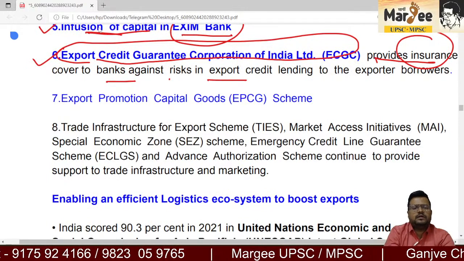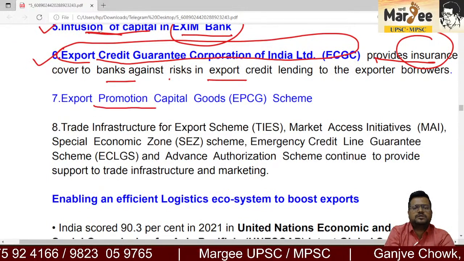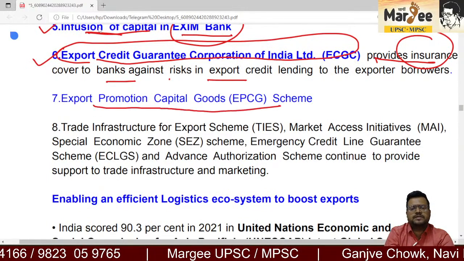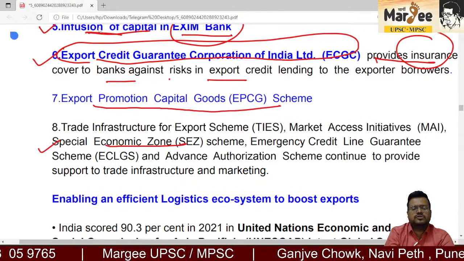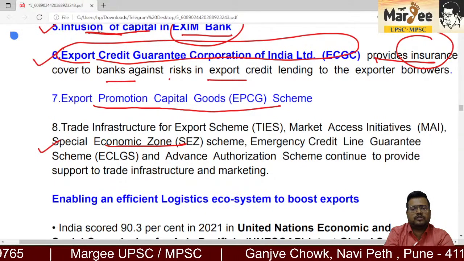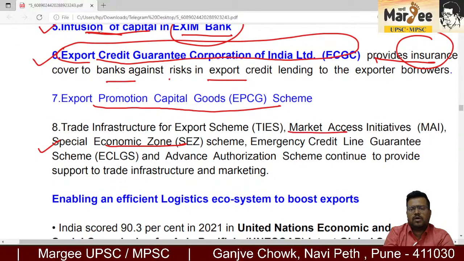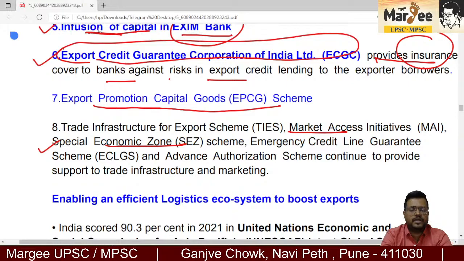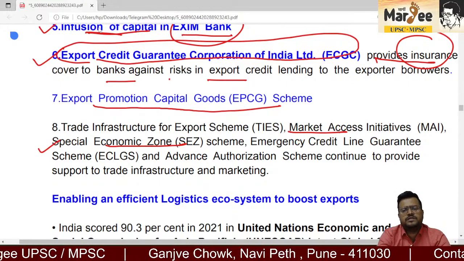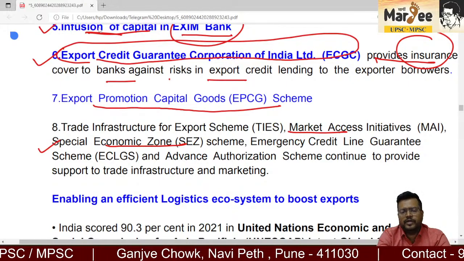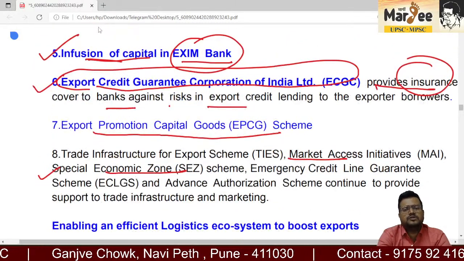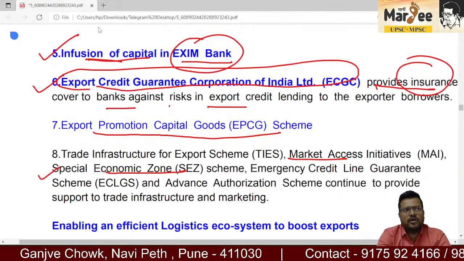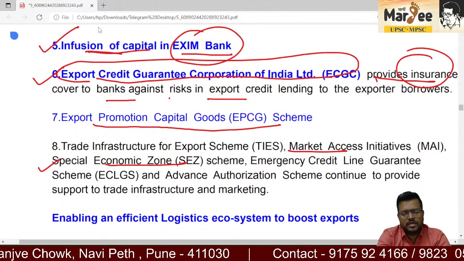Then another scheme like the export promotion of capital goods scheme is there. Then there are special economic zones. This is also, one way or the other, in the news. Market access initiative. So those preparing for prelims, just go through these schemes for your 2022 attempt. This question can be directly asked also in mains: what are the government initiatives regarding export promotion?